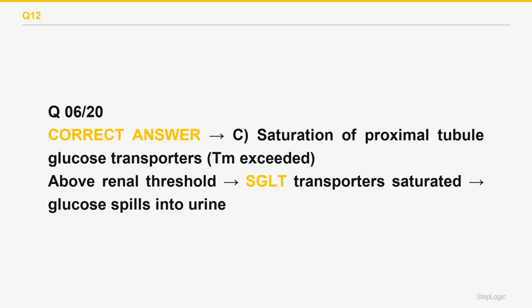This transport maximum concept explains why glucosuria appears in uncontrolled diabetes once plasma glucose passes the renal threshold. The glucose titration curve shows reabsorption rising linearly with filtered load until the TM plateau is reached, after which excretion climbs. SGLT2 inhibitors exploit this by deliberately lowering the threshold to dump glucose in the urine. Exceeding the transport maximum and saturating the transporters is the mechanism of glucosuria.